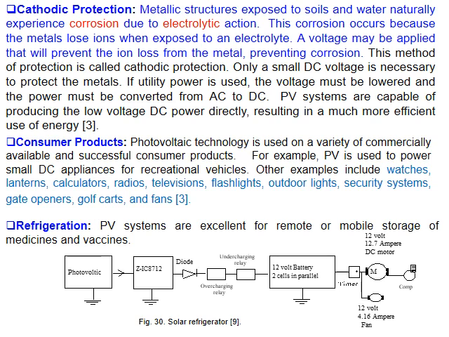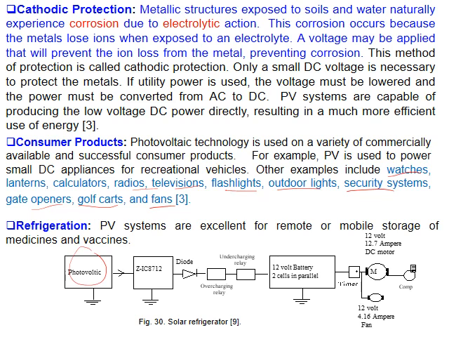Consumer products, many small applications. We know the calculator, the small calculator. When students in schools use a calculator, it has a small cell there, but there are many other types of small applications, for example watches, lanterns, radios, televisions, flashlights, outdoor lights, security systems, gate openers, golf carts, and fans. There are also many applications for refrigeration, especially in isolated areas or in the desert. PV is the best solution.